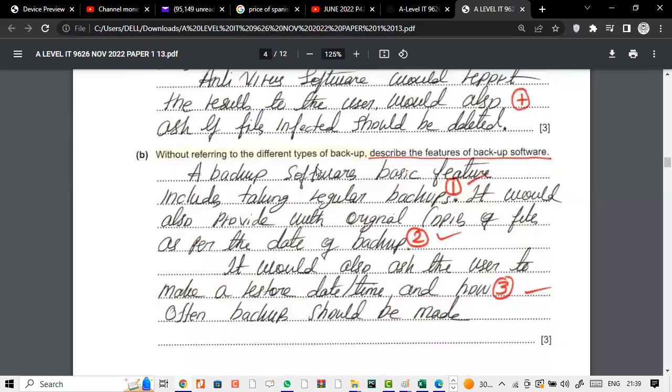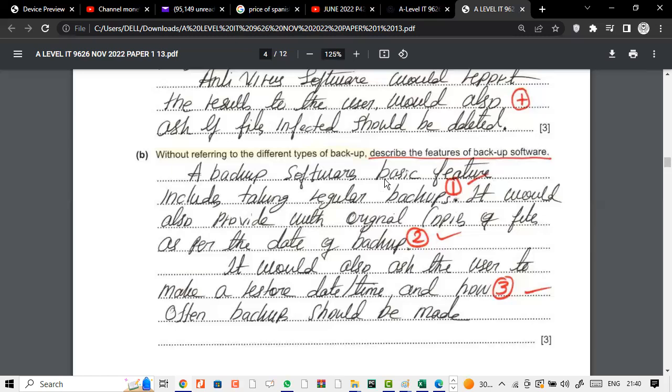Without referring to the different types of backup, describe the features of backup software. Backup software's basic feature includes taking regular backups, point one. It would also provide original copies of the file as per the date of backup, point number two. It would also ask the user to set a restore date and time and how often backup should be made. So this is the way I would like you to always attempt the theory papers. Are you with me?